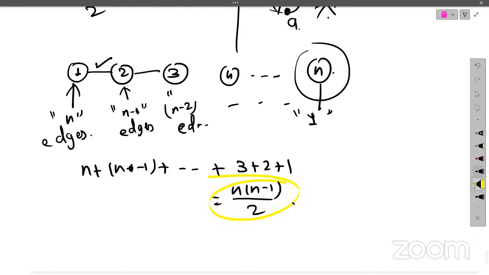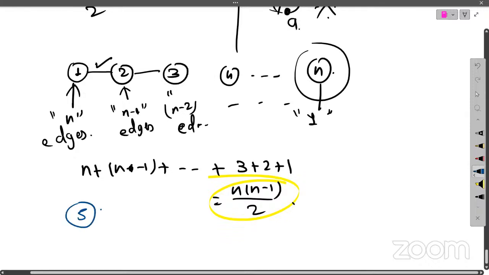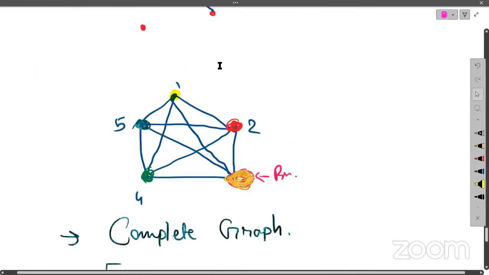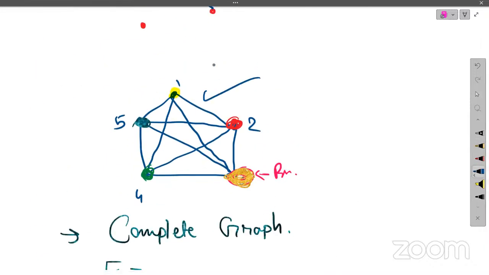So for example, if you have 5 vertices, with 5 vertices we can have at most 5 into 5 minus 1, that is 4, by 2, which is 10 edges. And which is this particular graph, pentagon. So here, if you calculate, there will be 10 edges.